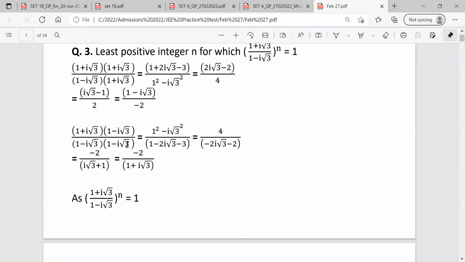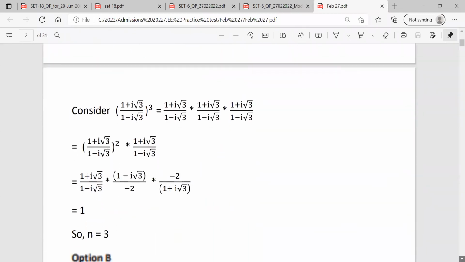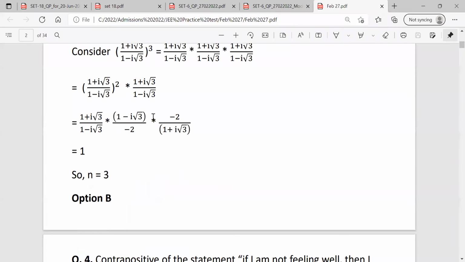Here we have it: (1 plus i root 3) by (1 minus i root 3) and (1 minus i root 3) by (1 plus i root 3). So we have the values of these. We have already solved this. So you can just multiply with this and we have the value of (1 plus i root 3) by (1 minus i root 3) whole cube is equal to 1. So it's really easy to answer these questions without thinking much, right? So I think most of you have an idea about how to solve this question.